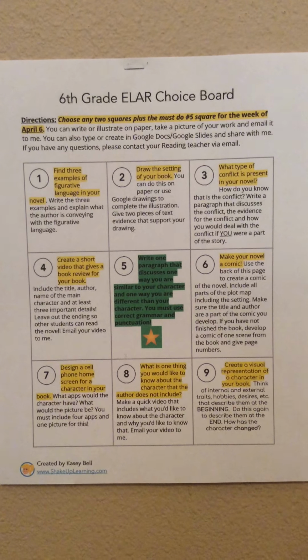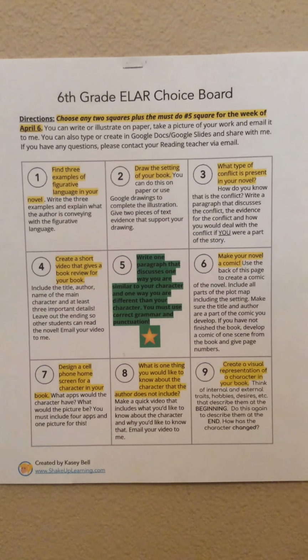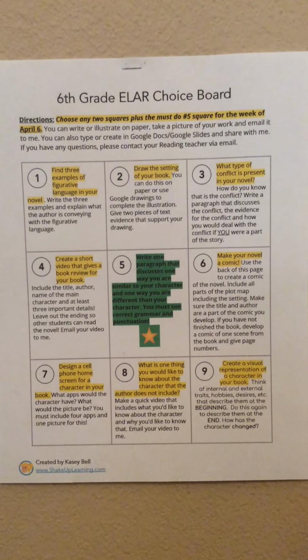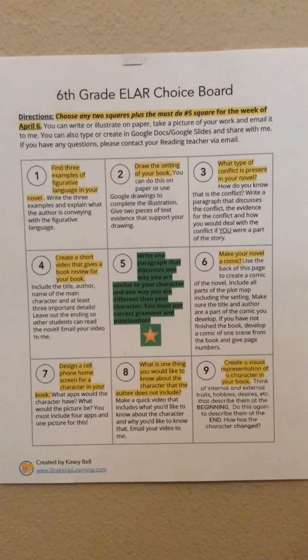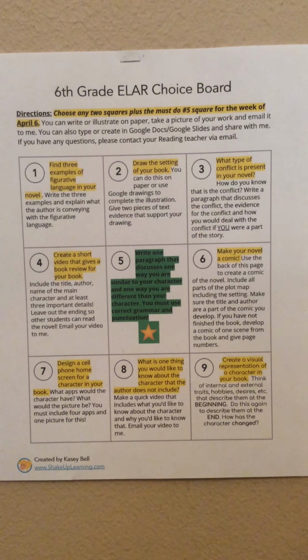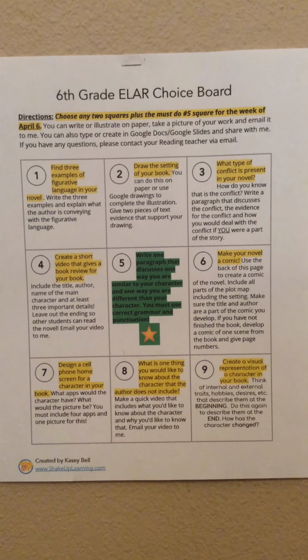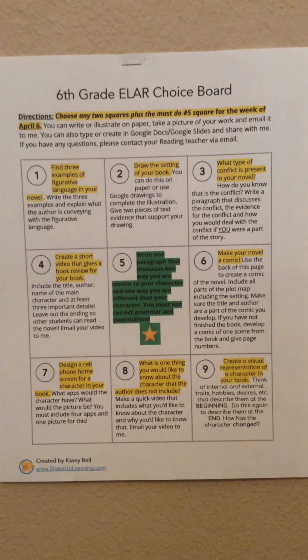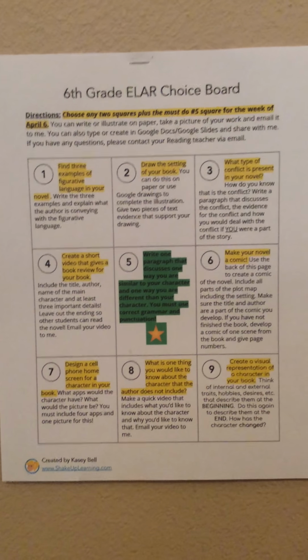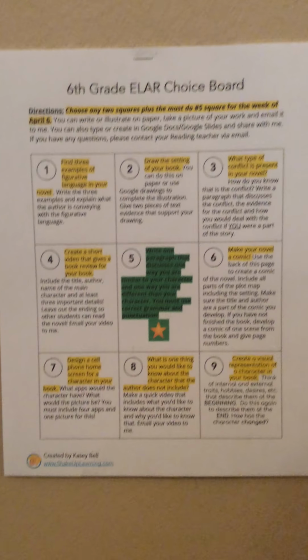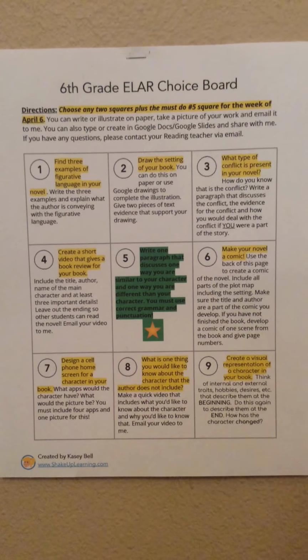Choose any two squares plus the must-do number 5 square for the week of April the 6th. That's today. You can write or illustrate on paper, take a picture of your work, and email it to me. You can also type or create in Google Docs or Google Slides and share with me. If you have any questions, please contact me through email. And you can also get your parents to send me a Dojo message as well.